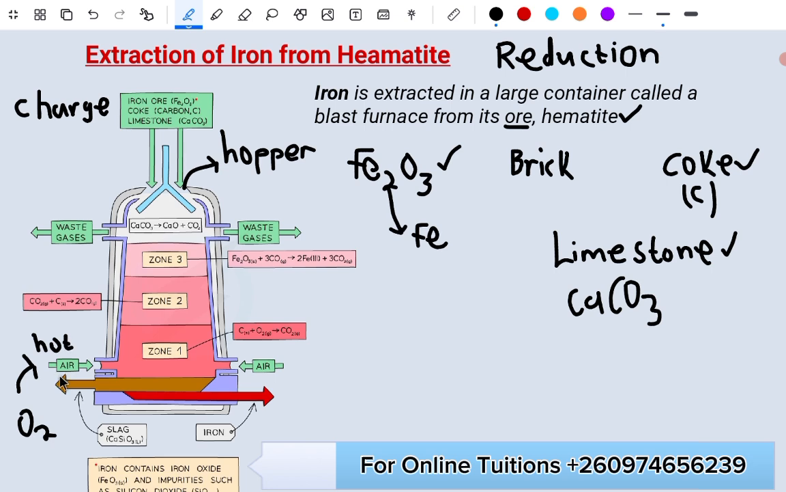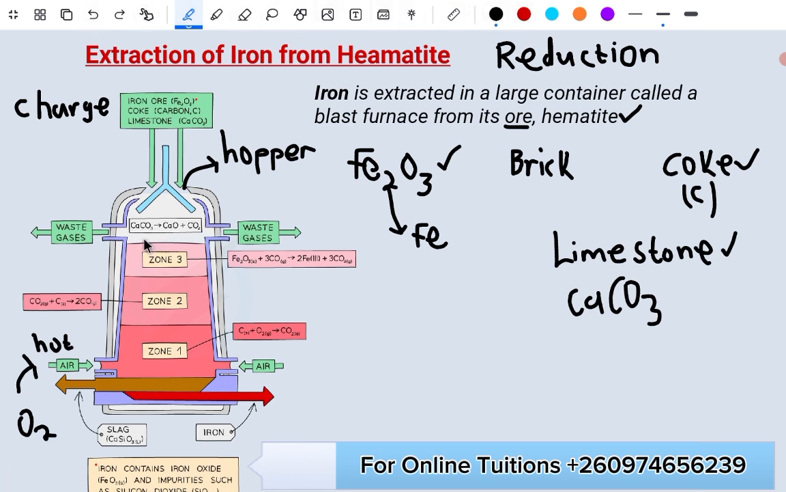So this blast furnace is divided into 3 zones. You have zone 1, zone 2, and zone 3. And these zones have different temperatures. For example, the temperature here at zone 1 is about 200.